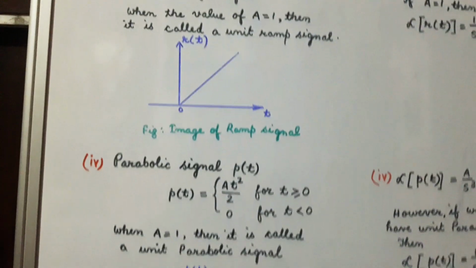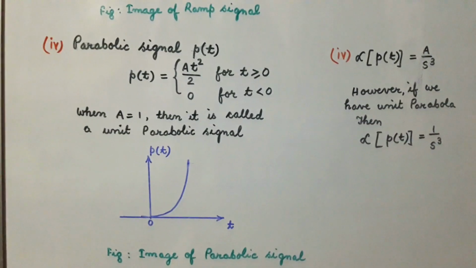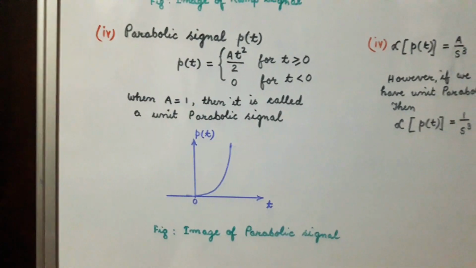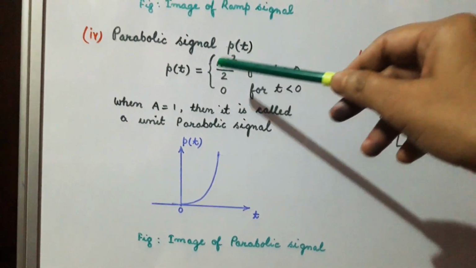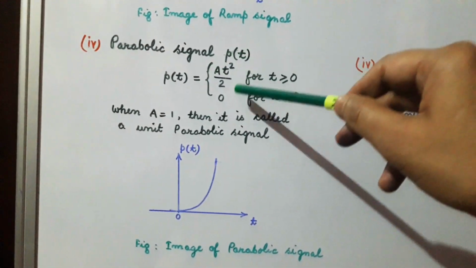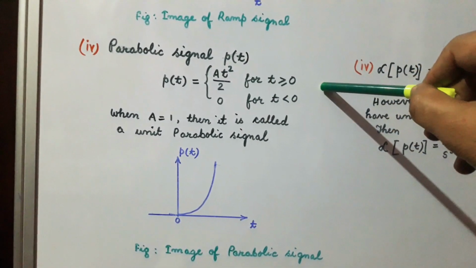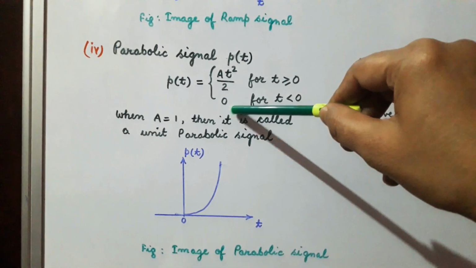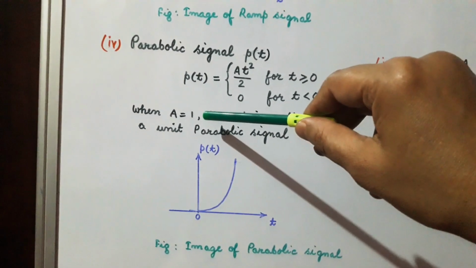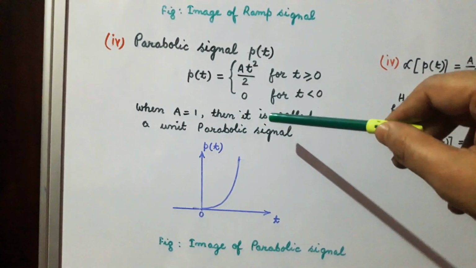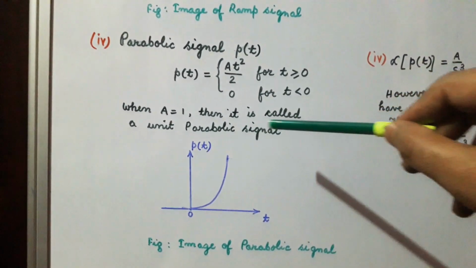The fourth type of signal is the parabolic signal, which is denoted by the letter p of t, and the value of p of t will be equal to a t square by 2 for t greater than equal to 0 and the value of p of t will be 0 for t less than 0. However, if the value of a is 1, then it is called a unit parabolic signal.